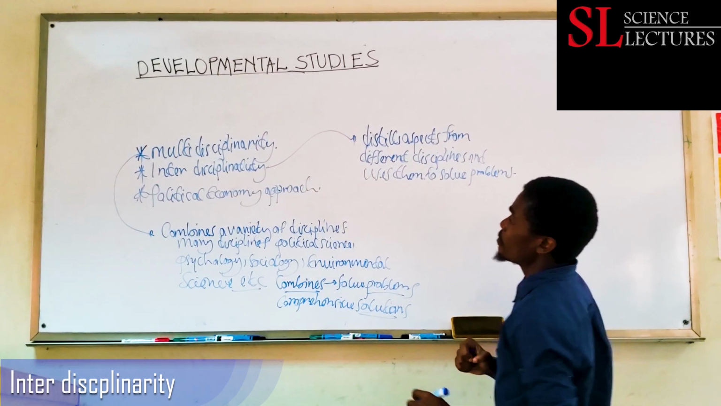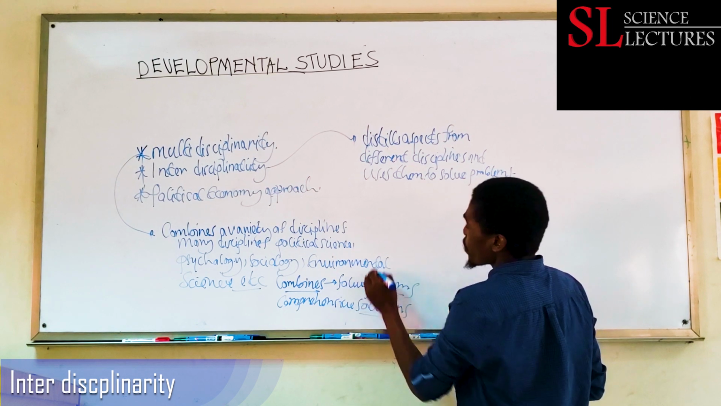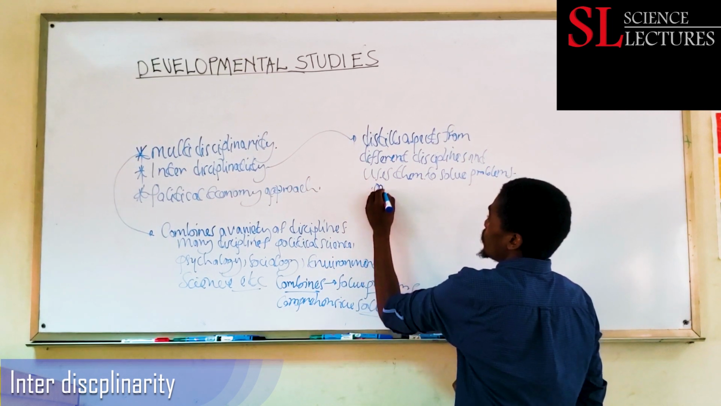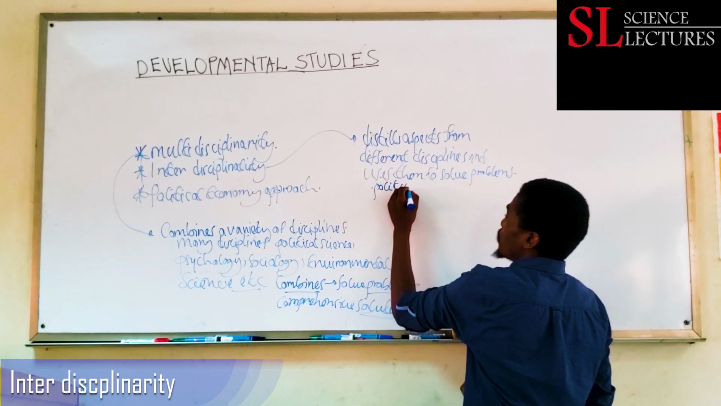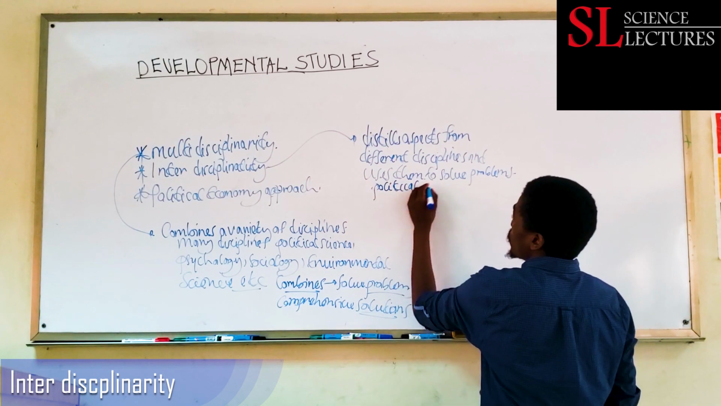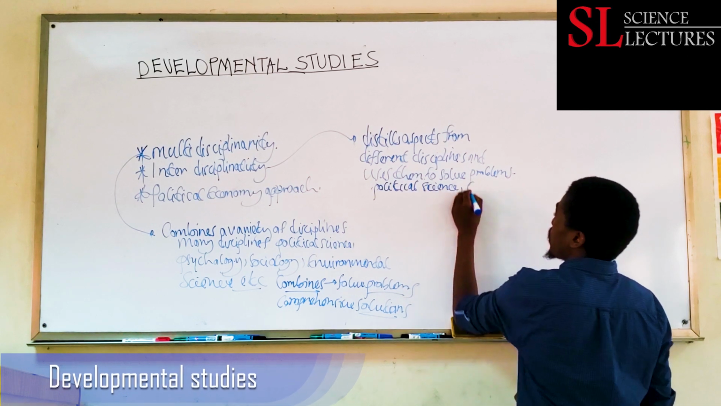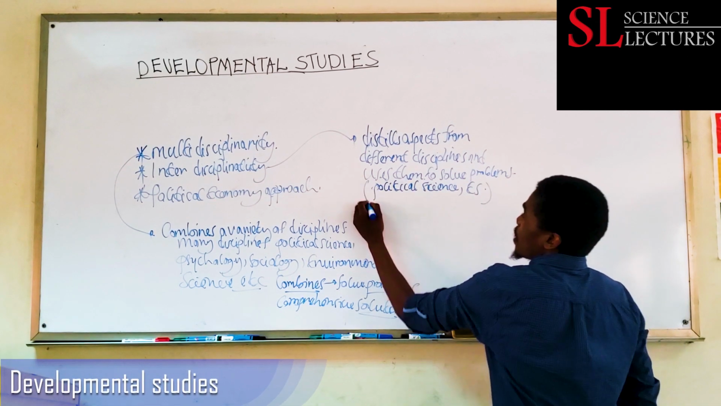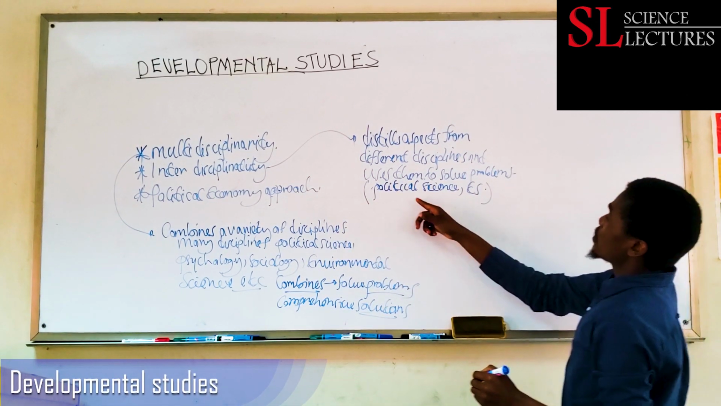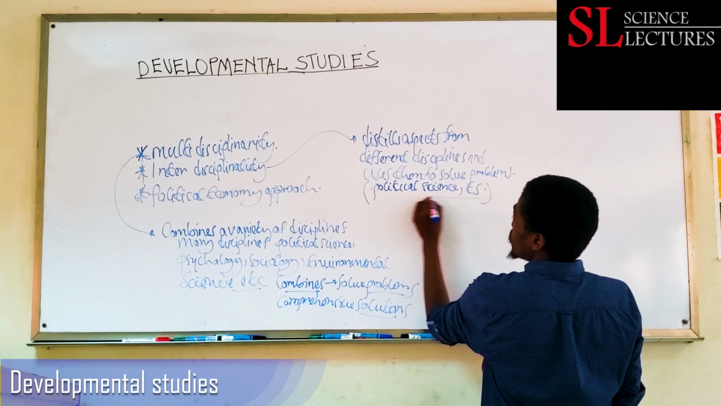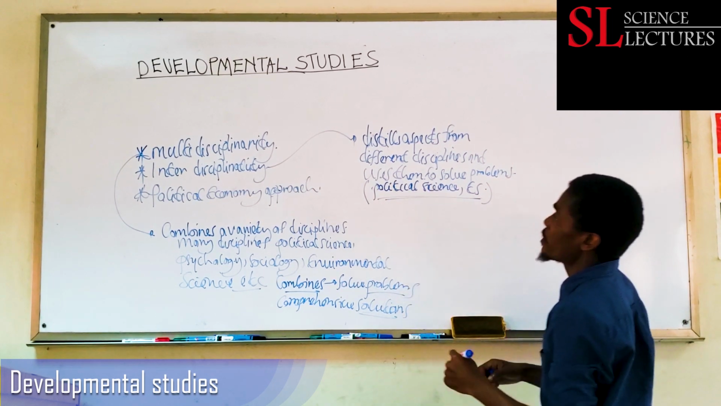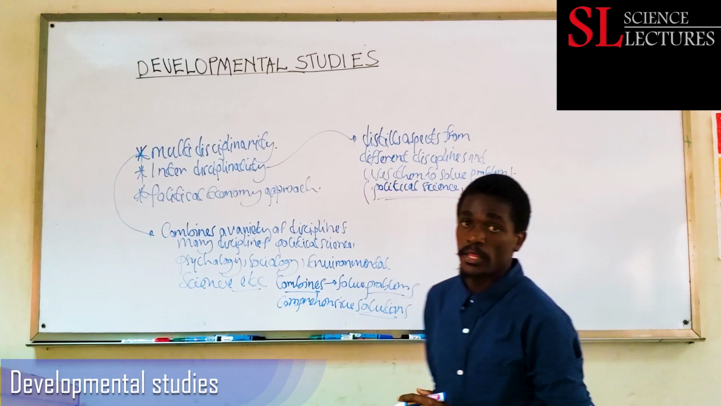What we mean by this is that if we have a discipline like political science, and we have another discipline like environmental science, developmental studies will distill knowledge from aspects of these disciplines to solve an emerging problem within the society.